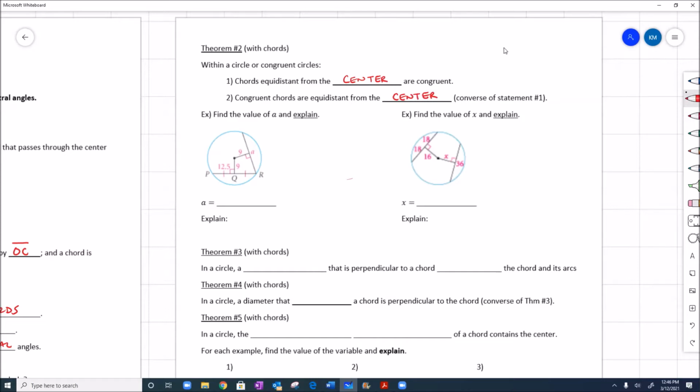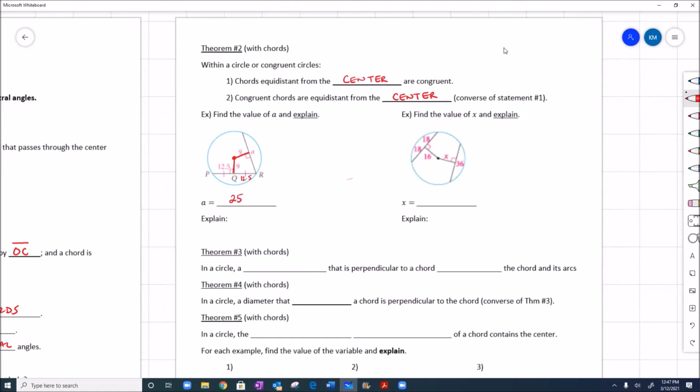Okay, as we look at our first example, it says find the value of A and explain. We don't know that value, but we do see the center of our circle marked here, and the perpendicular distance from the center to chord A, 9, is the same distance from the center to chord PR. PQ is 12.5 and QR is 12.5, so we see that PR is 25. Because PR is 25 and is equidistant from the center as A, then we know that A is 25.